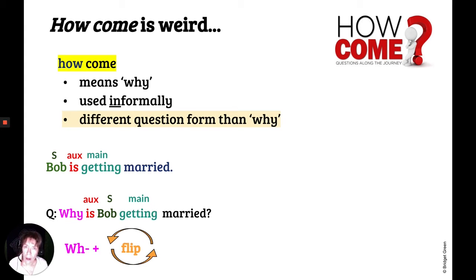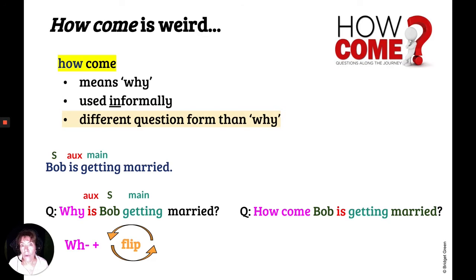Now, how come is different. With how come, we don't flip. Okay, so we said Bob is getting married. How come Bob is getting married? You don't flip. Bob is getting married. How come Bob is getting married? It's kind of easier, right?